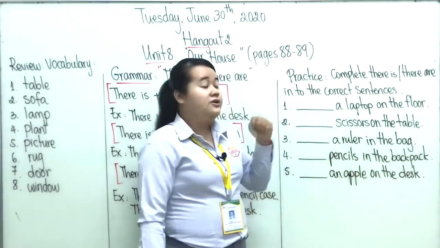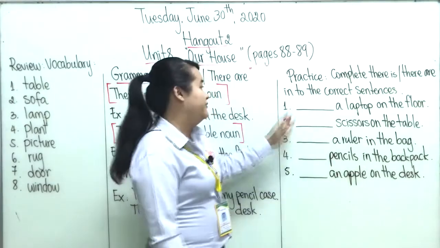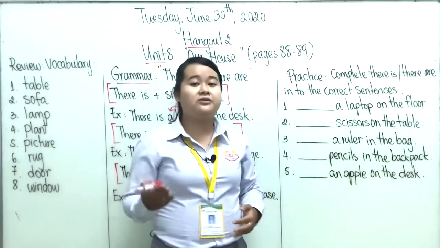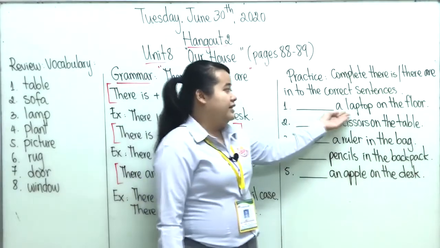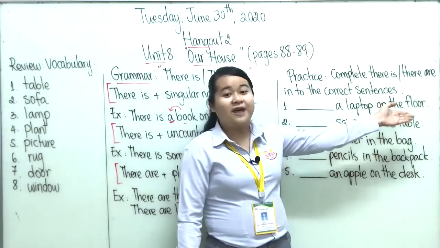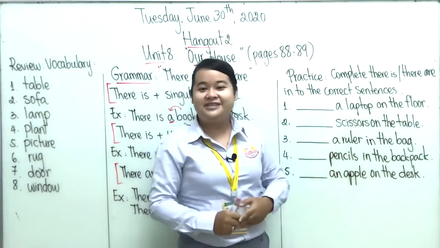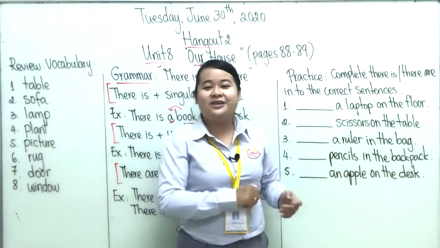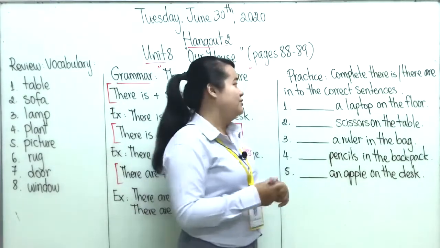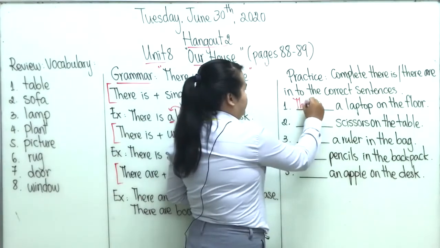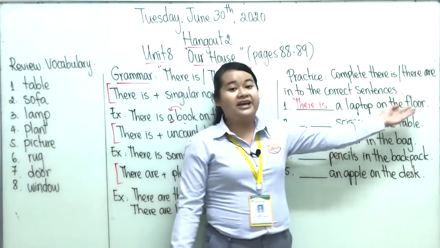Okay, so right now move to our practice here, where we use there is and there are to complete our sentences. Teacher has 5 sentences, so I want you to help teacher complete the sentences. Number one, a laptop on the floor. How many laptops? Only one. So if there is only one, we call it singular noun. So if singular noun, we need to use there is or there are? Very good. We need to use there is a laptop on the floor.